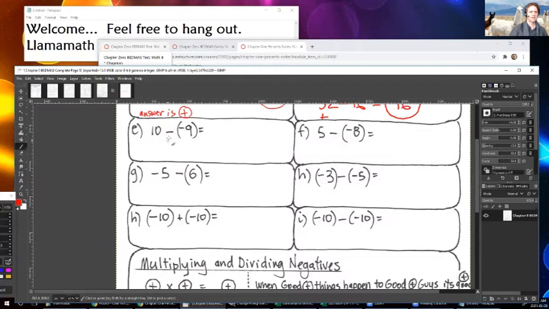Okay, 10 minus negative 9. Well, I know when I subtract a negative, it becomes a positive. So I have 10 plus 9. This is the easiest one this whole day. 19. Except I shouldn't write in this other screen. Oh, and this is maybe even easier, although that's harder math. 5. When you subtract a negative, it's like adding a positive. 5 plus 8, it's like 5 plus 5 plus 3, which is 13.